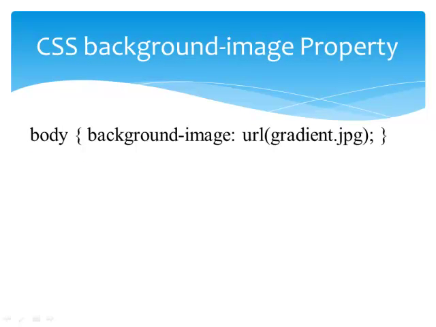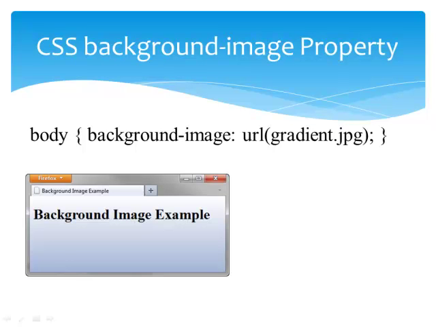You can also configure an image as a background for a web page or element with the CSS background image property. Here we've configured the file name gradient.jpg to be the background of the body element. Note the syntax. Use the keyword URL with the background image's file name or path within parentheses.